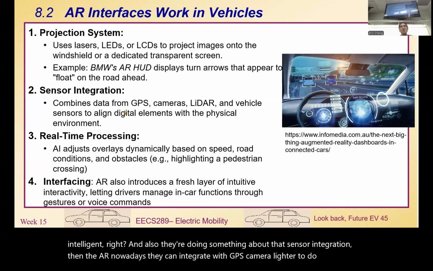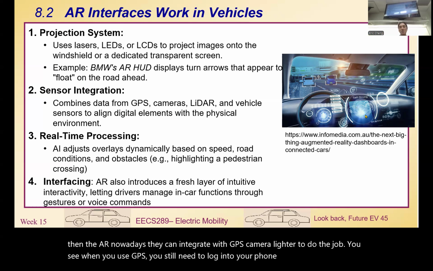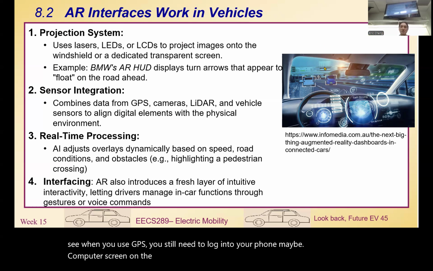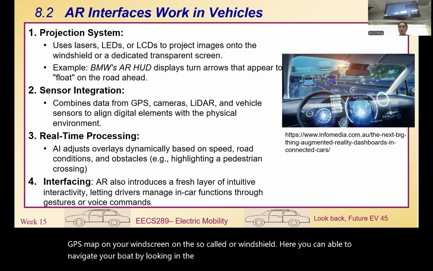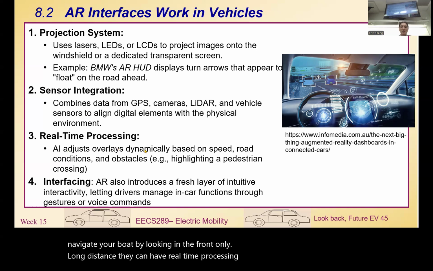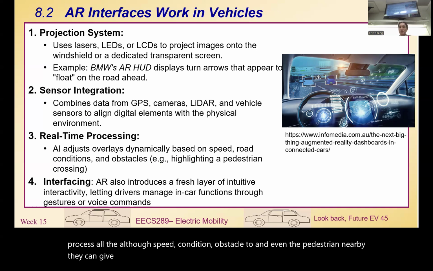You see, when you use GPS, you still need to look at your phone, or maybe the computer screen on the vehicle. But now with AR, they can project the GPS map on your windscreen, on the so-called windshield here. You are able to navigate your road by looking at the front only. Not only this, they can have real-time processing. That means the AI can process the road speed, condition, obstacles, and even pedestrians nearby, and give you a much faster response.